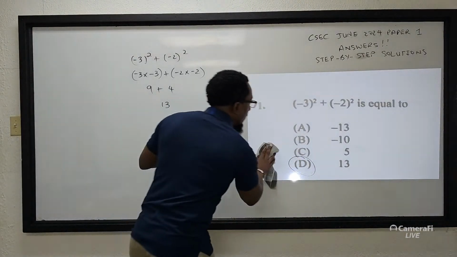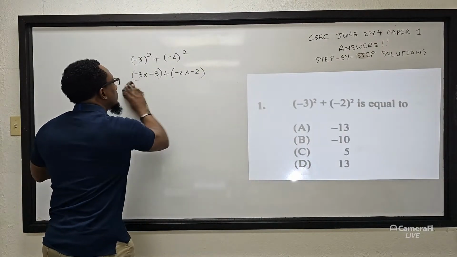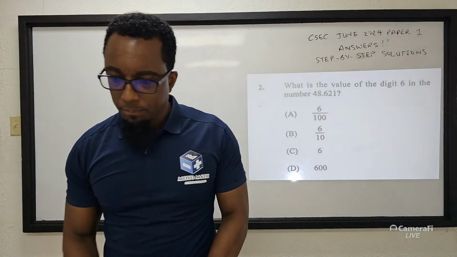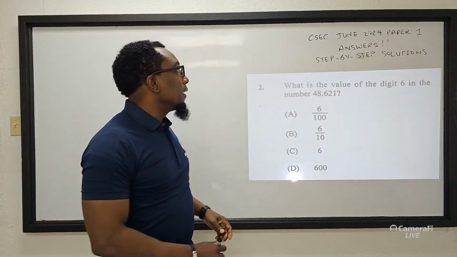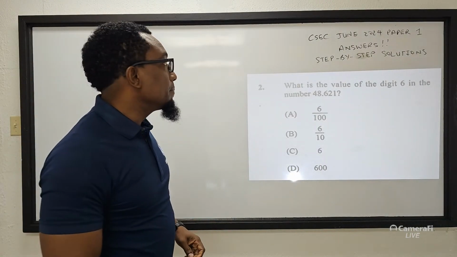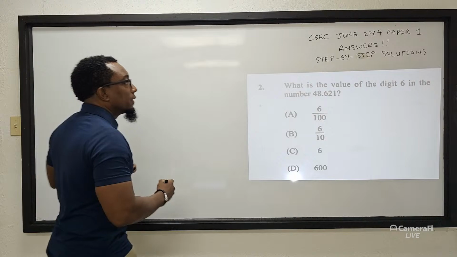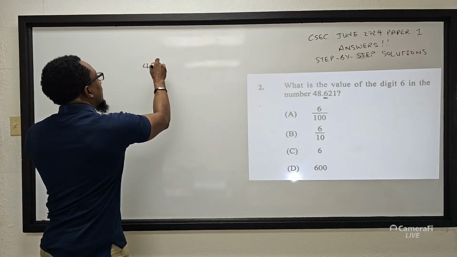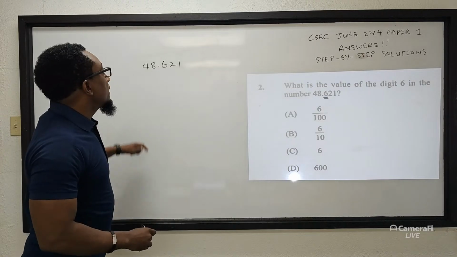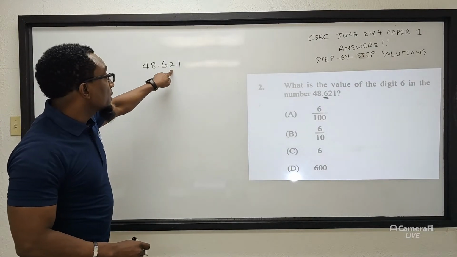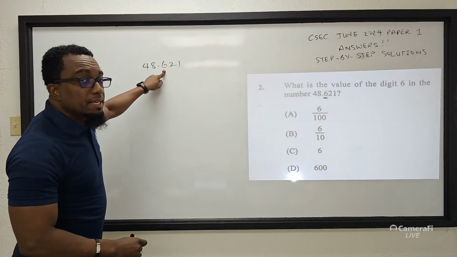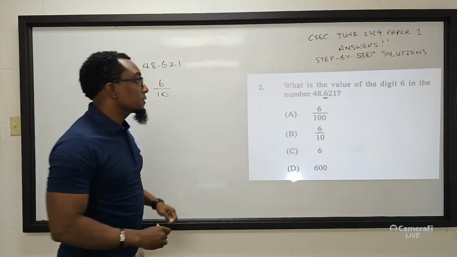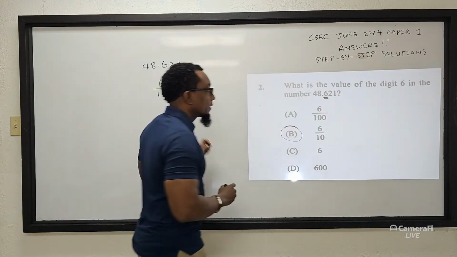Let's look at question 2. What is the value of the digit 6 in the number 48.621? The digits after the decimal point are tenths, hundredths, thousandths. So the 6 represents tenths. So this will be 6 over 10, whose answer is B.